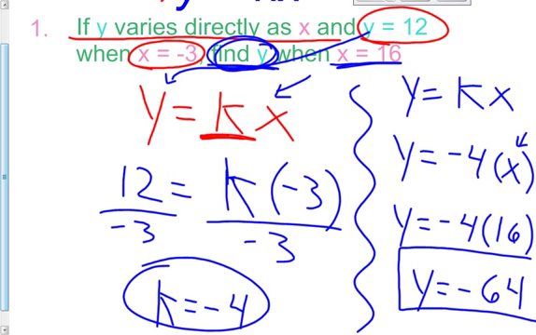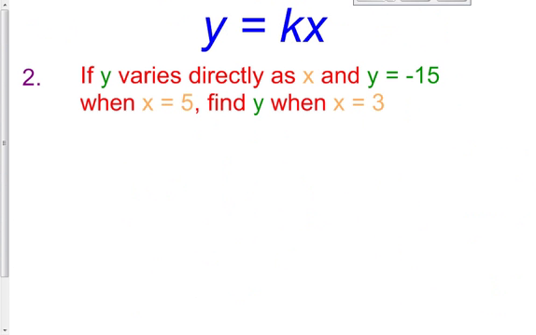Now that you have a little bit of introductory into that, why don't you guys pause the video, try number 2 on your own. Once again, it's going to vary directly, so use the notes that we did in number 1 to try to solve number 2. Alright, let's see how you did.